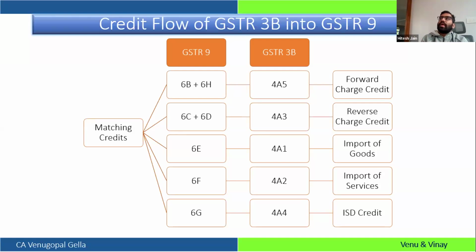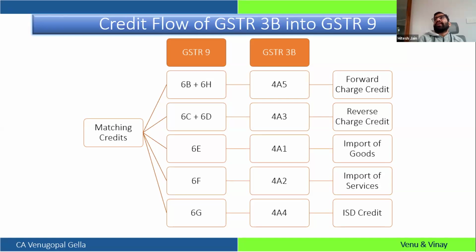Table 6B is the forward charge ITC bifurcation. Table 6C is RCM from unregistered persons. Table 6D is RCM from registered persons. In Table 6E, we need to report the ITC of import of goods. In Table 6F, we need to report the ITC of import of services. And Table 6G, we need to report the ITC of ISD credit.